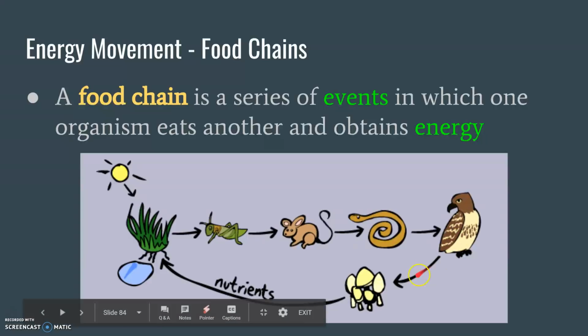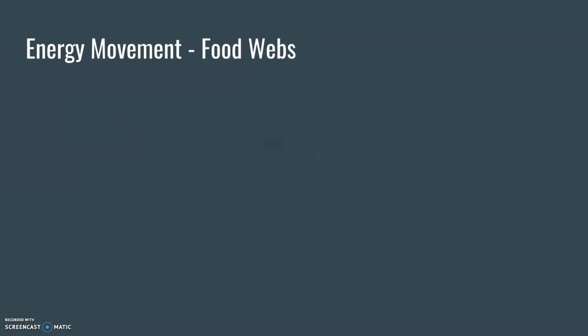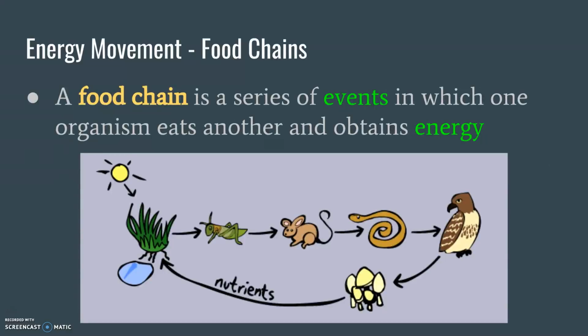That hawk might die, and then the mushrooms, the decomposers, recycle it back into the plant, and it starts all over. So this is a food chain. Food chains, let's go back, hold on, I want to jump ahead. Food chains are very limiting. Look at this one here. It's saying that every mouse ever on Earth eats grasshoppers. Only. That's not true, okay?